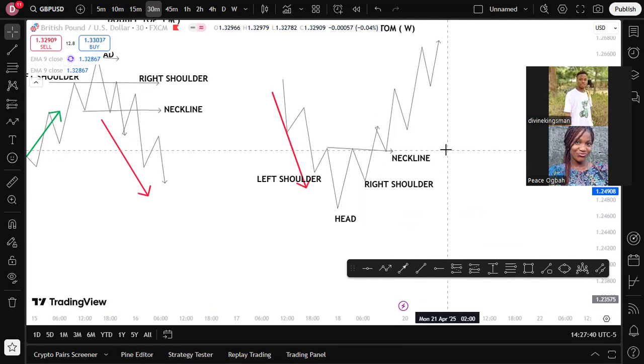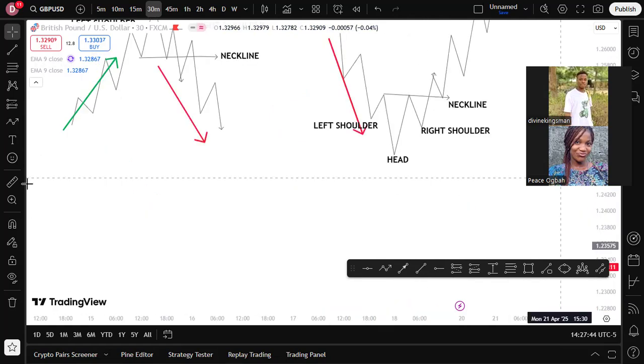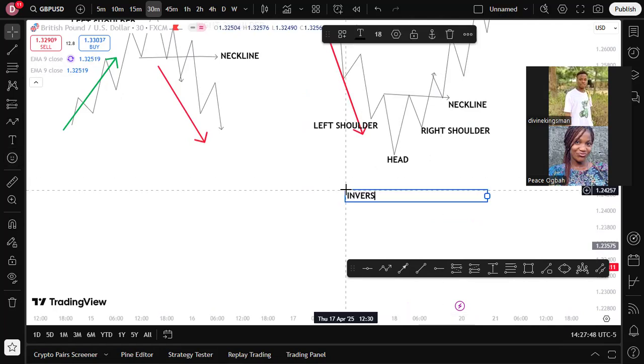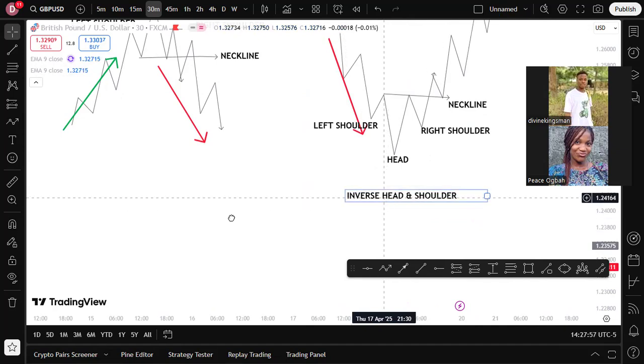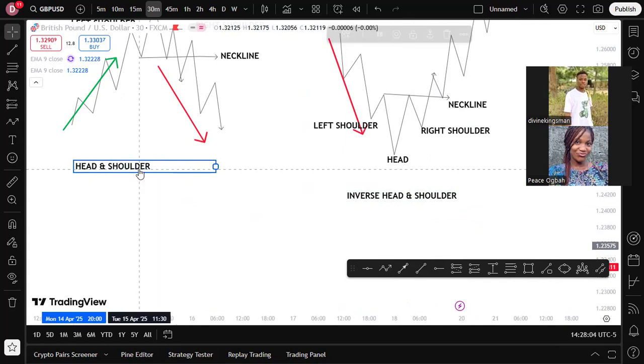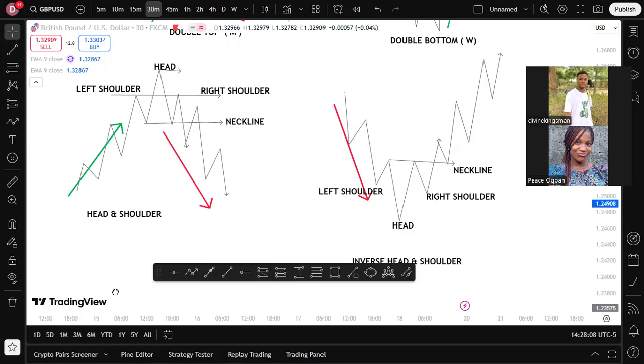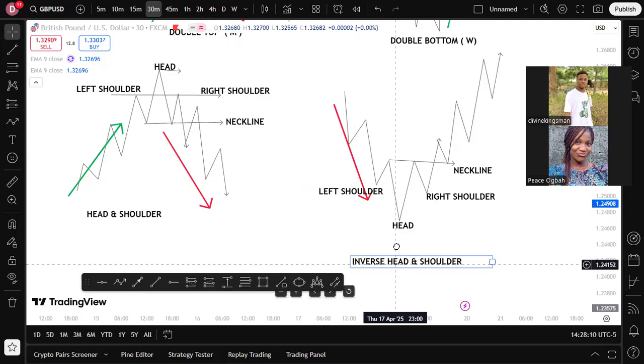So for an inverted head and shoulder, let me write this down here. So this is the inverse head and shoulder. This is our head and shoulder pattern. And this is our inverted head and shoulder.